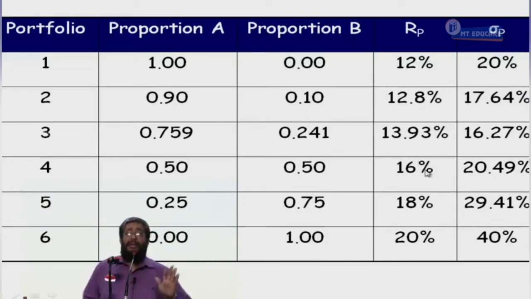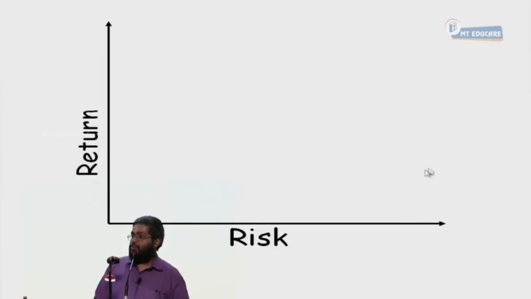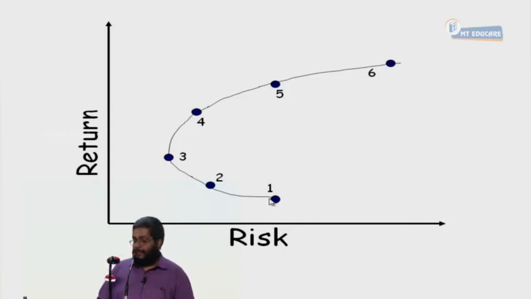Can I proceed further? Now, this can be visualized with the help of the following diagram. See here. The x-axis is risk, and the y-axis is return. These are the 6 portfolios. Portfolio 1 has a risk as well as a return. In your notebook, what is the risk and return here? For the 20% risk, the return is 12%. Accepted?